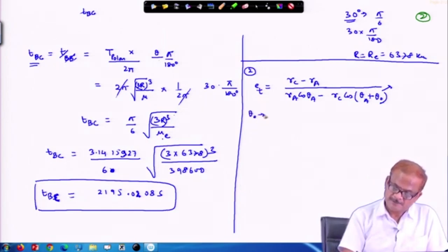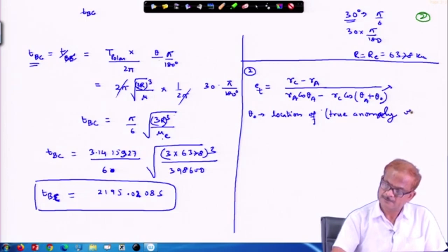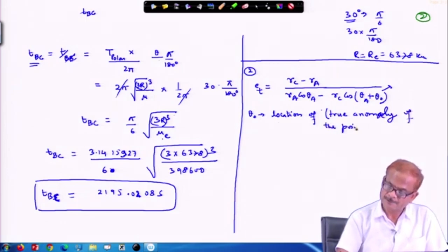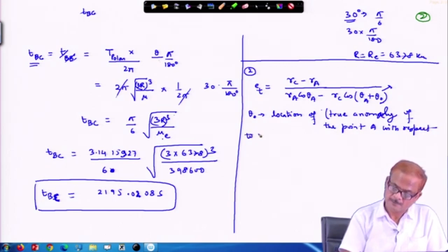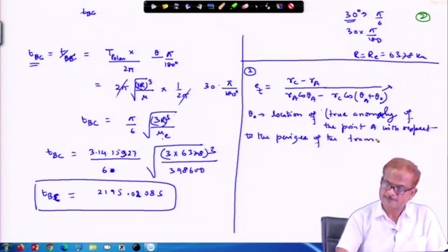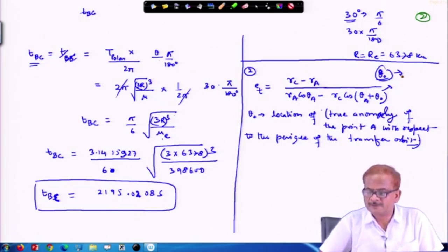So, here theta 0, this is the location of, or the true anomaly of the point A with respect to perigee of the transfer orbit. And assuming theta 0 is important, because based on this only E_t can be calculated, and this we have to assume.